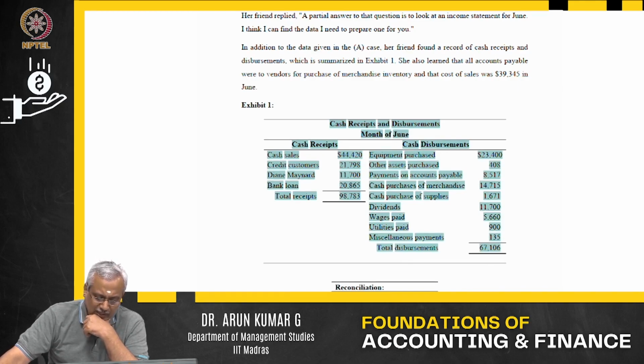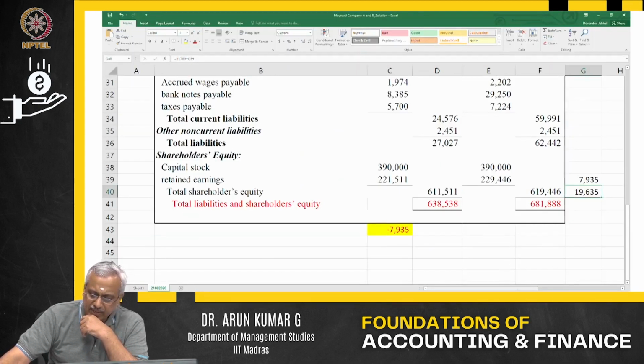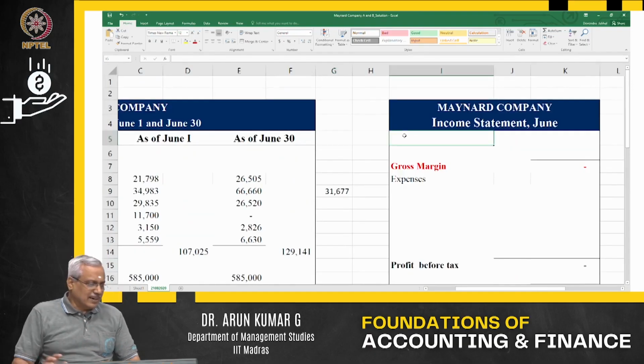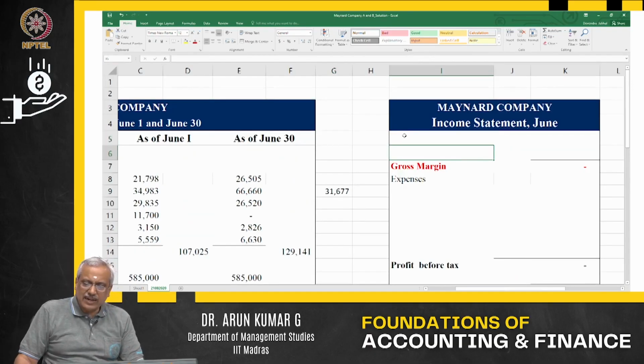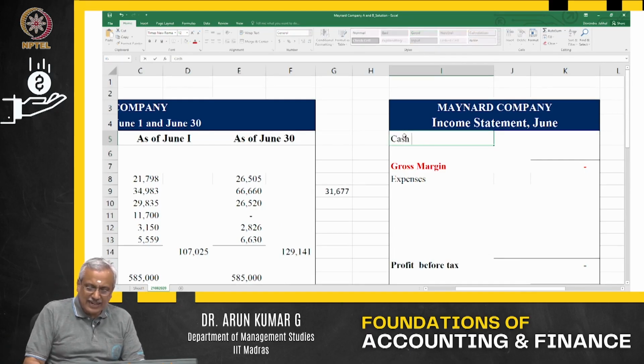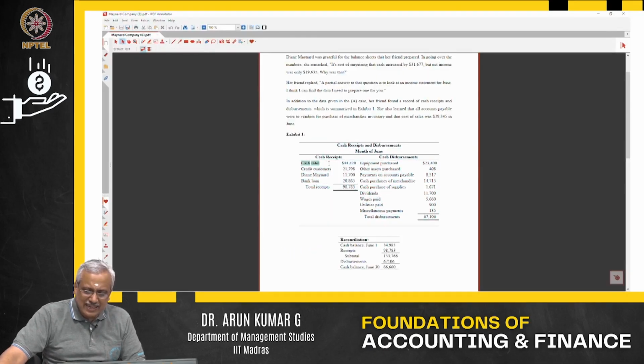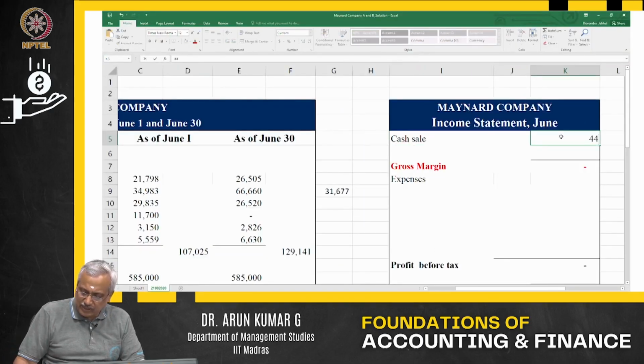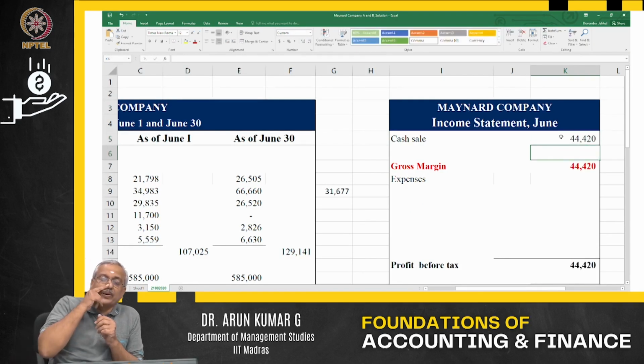I go back to this. I am going to prepare an income and expenditure statement. Let us first look at the sale. That is, I would say, the cash sale. Why do you say cash sale? If you look at this, there is a cash sale of 44,420. That means you have received that money, and that is a sale that has taken place, 44,420, and you have received that money.